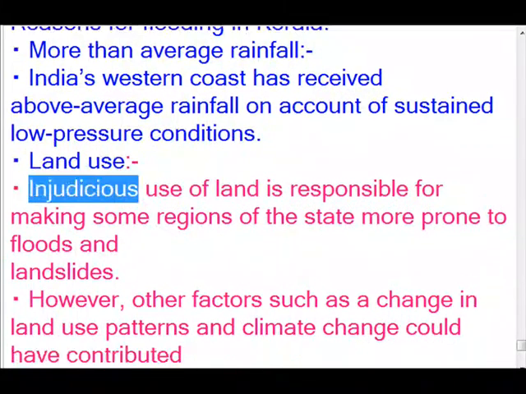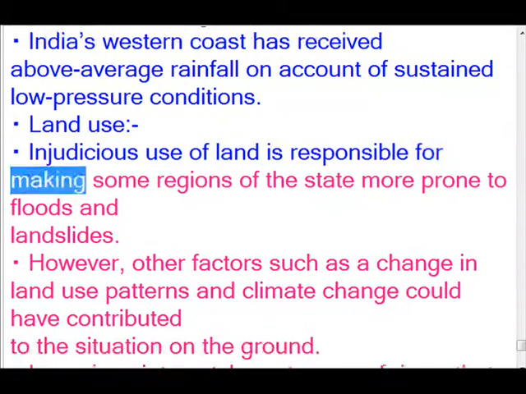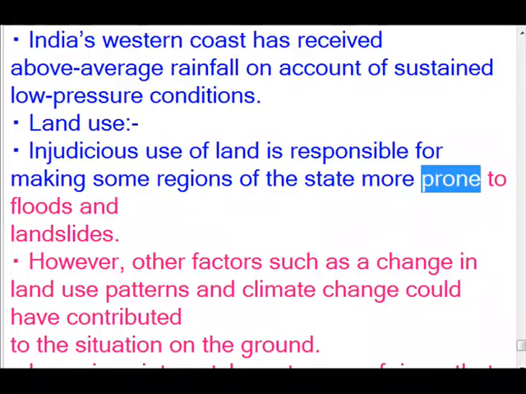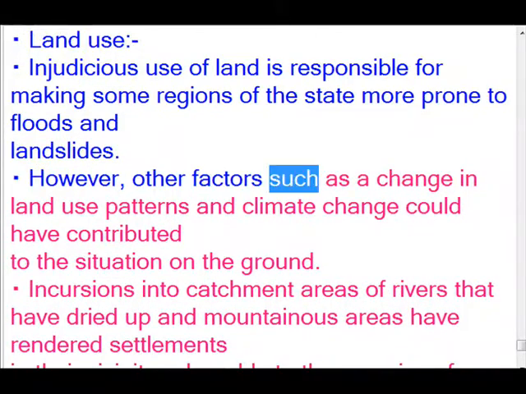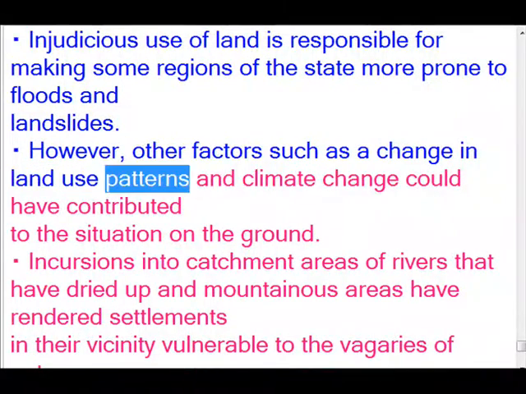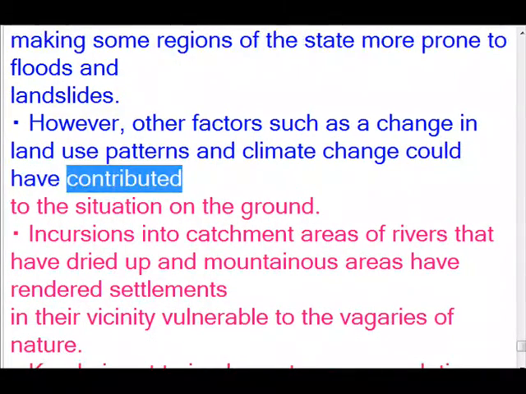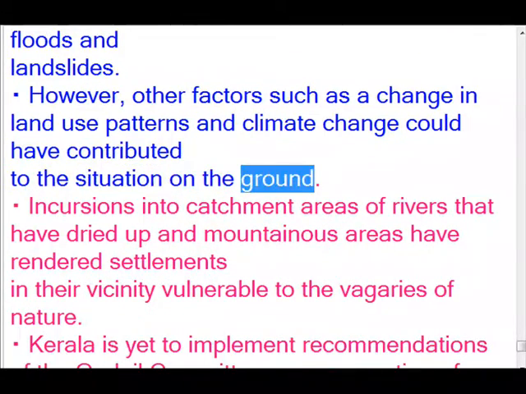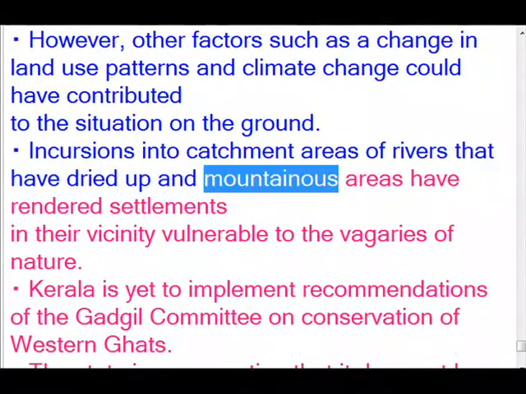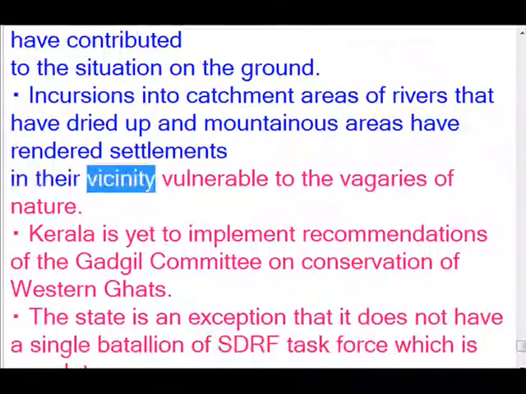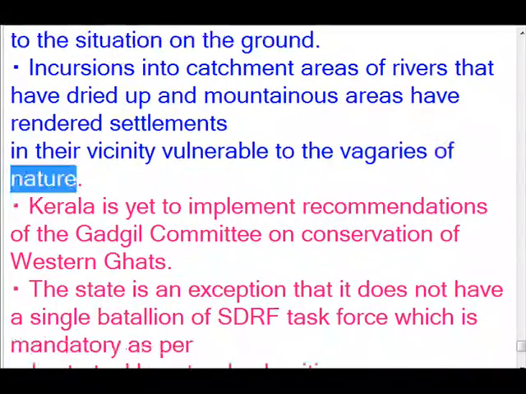Land use. Injudicious use of land is responsible for making some regions of the state more prone to floods and landslides. However, other factors such as a change in land use patterns and climate change could have contributed to the situation on the ground. Incursions into catchment areas of rivers that have dried up and mountainous areas have rendered settlements in their vicinity vulnerable to the vagaries of nature.